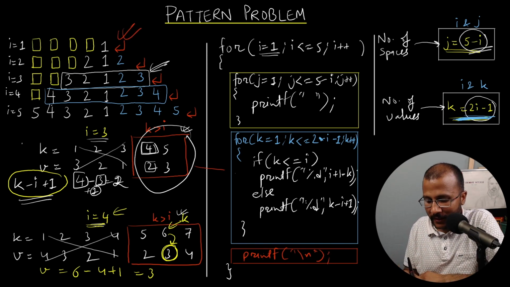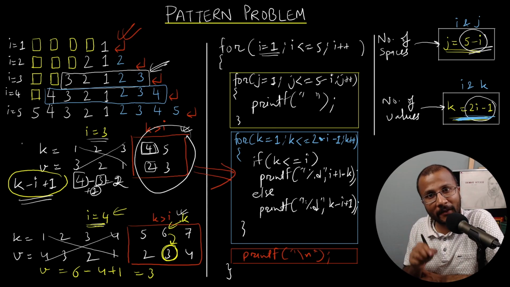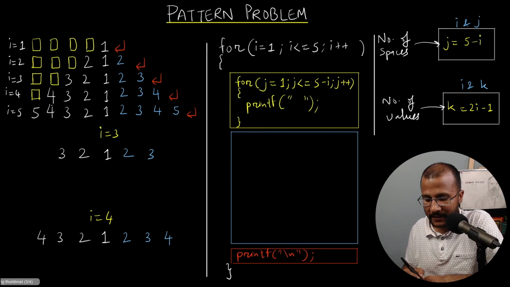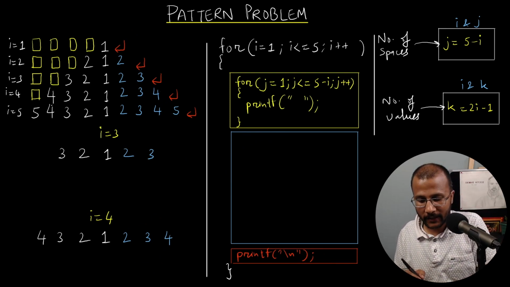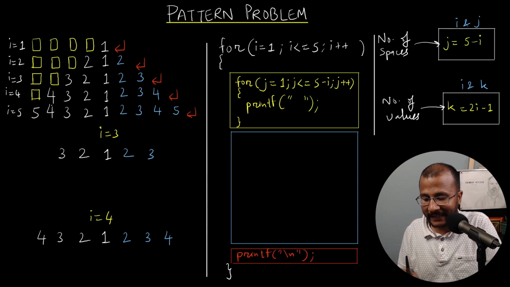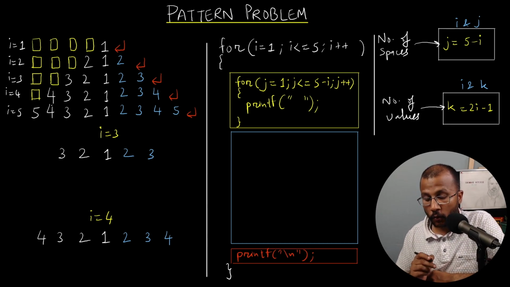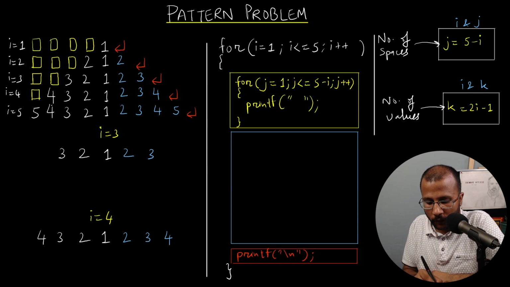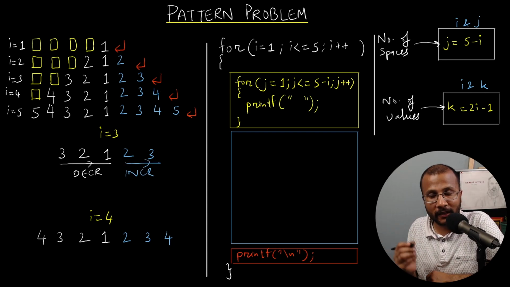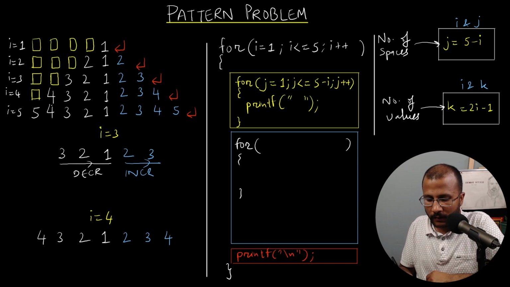Printing values here looks a little bit complicated, but we can actually simplify this. So let's see how we can simplify this. We have a concern that printing the values was getting complicated, right? So what if we have a different loop for printing the decrementing values, and a different loop for printing the incrementing values? That would be great, isn't it? Let's have a loop here for printing the decrementing values, and let's have one more loop here for printing the incrementing values.